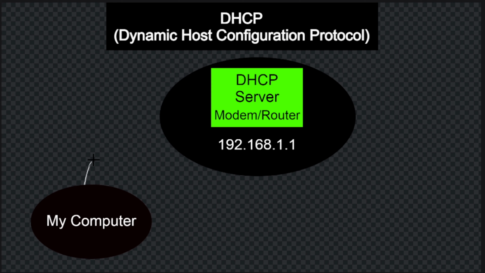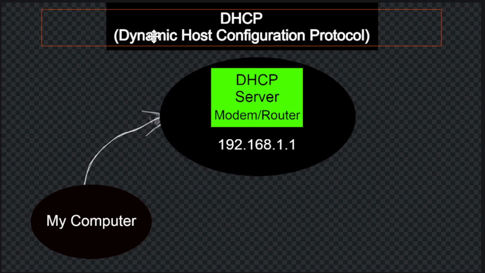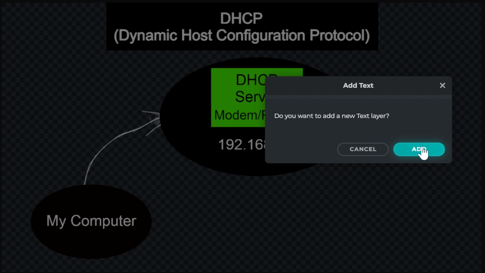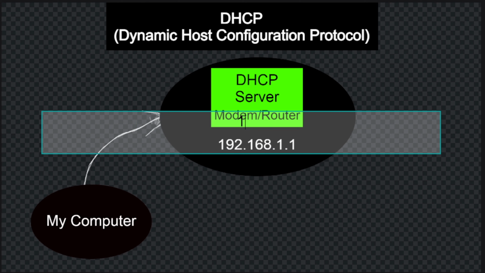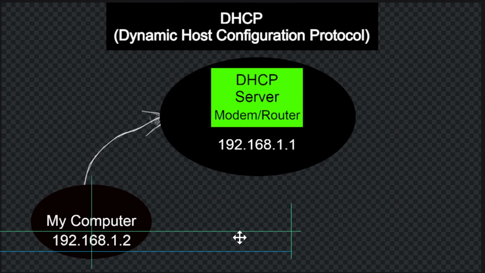Okay. When this computer here connects to the server, like so, it's going to get the next available IP address, which is why it's called Dynamic Host Configuration Protocol. It's probably going to get 192.168.1, and the next available one is, you guessed it right, 2. So this is what this computer is going to get.